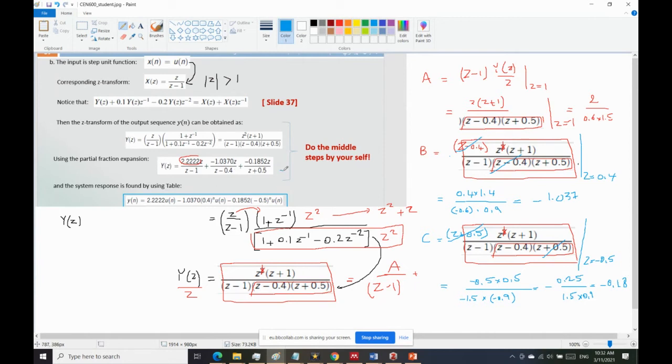Now we can use the table to do the inverse, and this is basically the result. So this is the response of the system. The system S, which has this difference equation, when you give it u[n], gives you this Y as a result. So we found the answer. Cool.